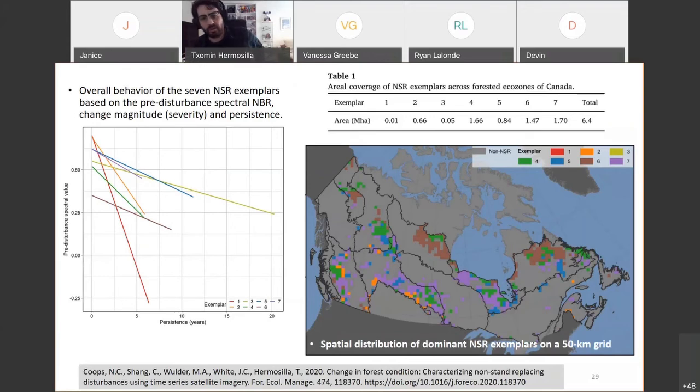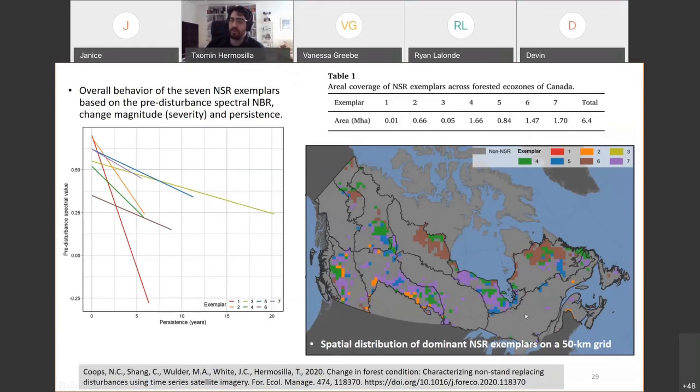And we were able to map these exemplars across Canada. So we saw that the exemplar 6 was very common in northern forested areas. One characteristic of the exemplar 6 is a low pre-disturbance spectral response. We could see that the 7 was distributed across all Canada, but not in the taiga shield and boreal shield ecozones.